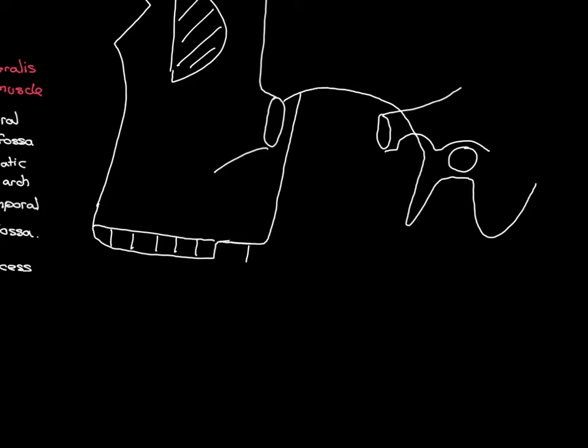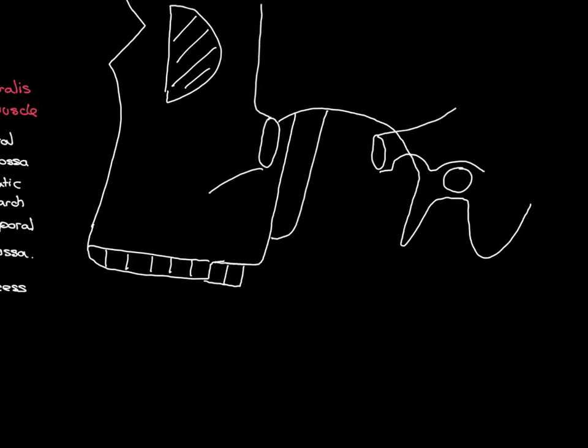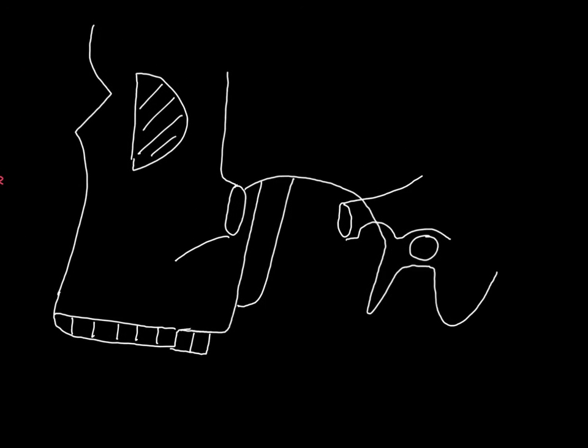pterygopalatine fossa. So let me just add on a few more teeth. So here we go, here are a few more teeth. And now let me put on the lateral pterygoid plate of the sphenoid bone, which comes up like this. Okay, so I think this has everything I could possibly want to explain where the pterygopalatine fossa actually is. And in fact, I'm going to have to modify the picture because it doesn't show the pterygopalatine fossa. It's incorrect at the moment, but let me put some annotations on firstly.